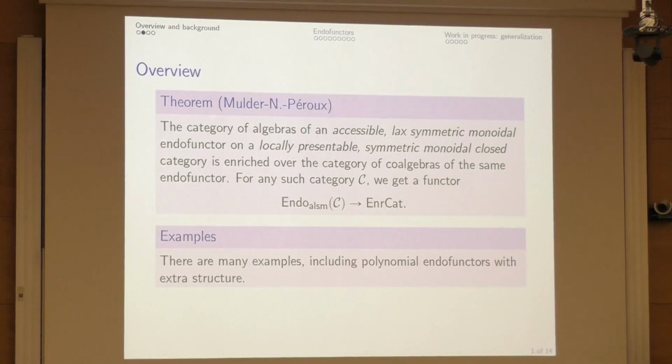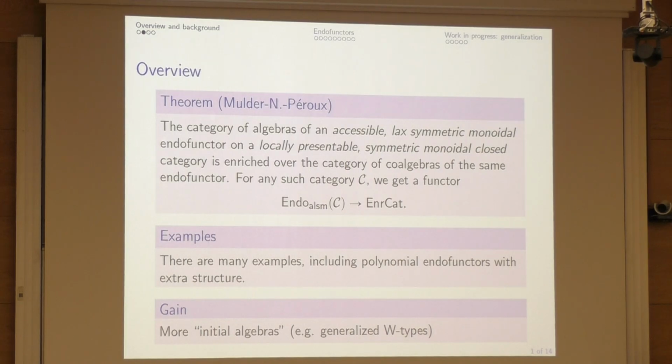Okay, and so there are many examples, even though these hypotheses seem quite strong, in particular including polynomial endofunctors whose initial algebras are called categorical W types. We'll talk a little bit more about that. And so we see that this category of algebras, which is historically of great importance in the semantics of functional programming languages, has more structure than people realized before. And so also in our paper, we try to exploit this structure and give a proof of concept, let's say, of how you could use this to do something.